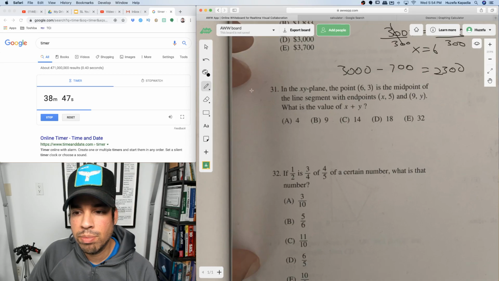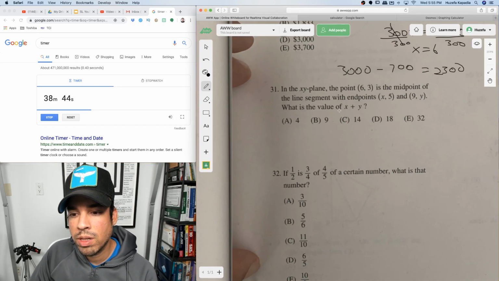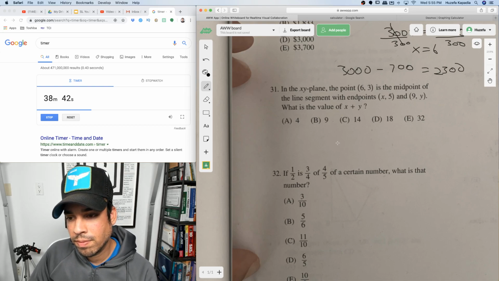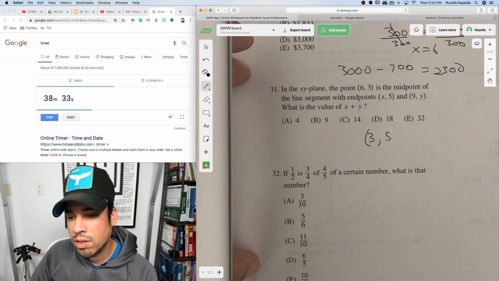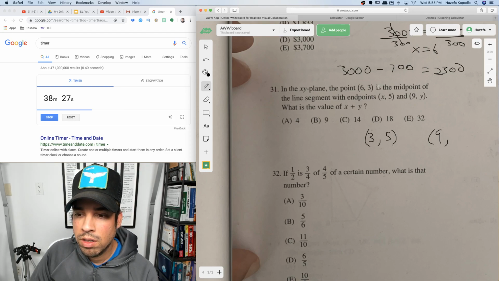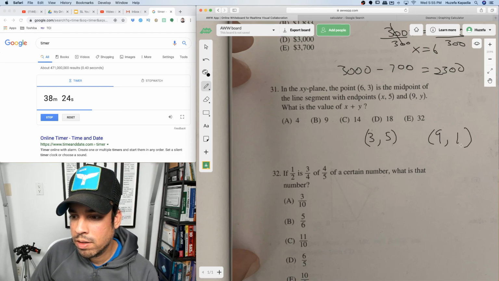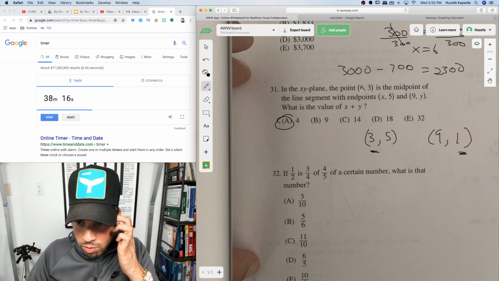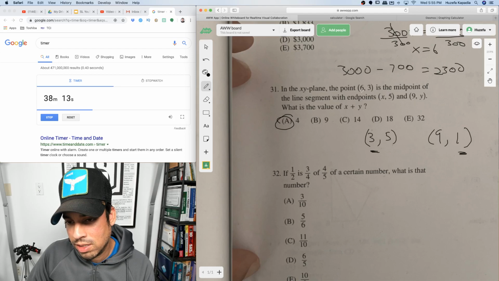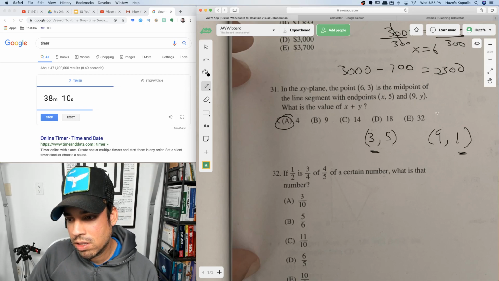Number 31. In the xy plane, point (6, 3) is the midpoint of the line segment between two points. What is the value of x plus y? So 6 is between 9 and some number. X is obviously 3. And then 3 is in between 5 and, if it's going down, it's got to be 1. So (3, 1). What's the value of x plus y? 3 plus 1 is 4. So I didn't even have to use the midpoint formula. I just know this is exactly in the middle. This has got to be exactly between 5 and 1, because 1 and 5 are both 2 away from 3. Perfect.